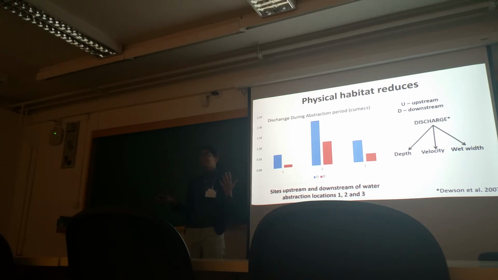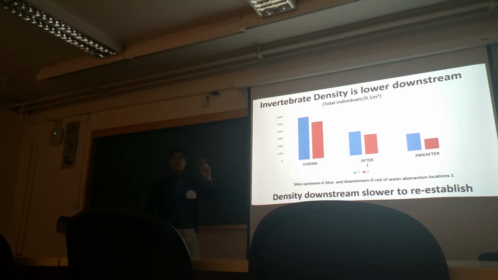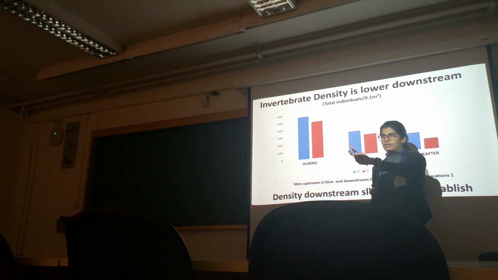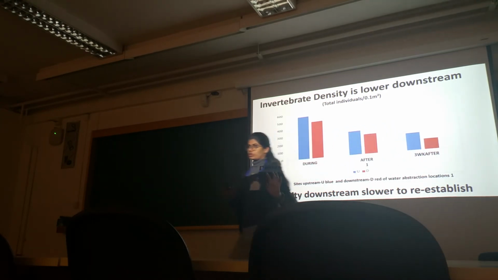Anything else? If there are 10 upstream, I expected them to be maybe half downstream. So I wanted to see a difference between species and in abundance. These were my 2 factors. And this graph is for my first take. I had 3 takes, so this is my first. And I showed you 3 occasions: during, and after 1, and after 2. I had 2 occasions when abstraction stopped.